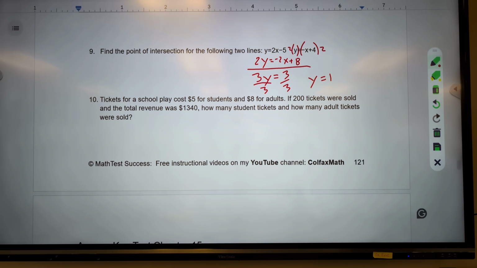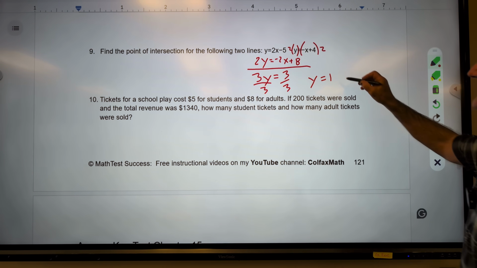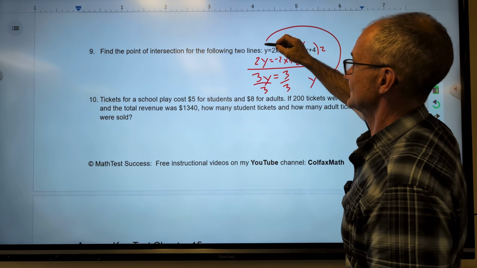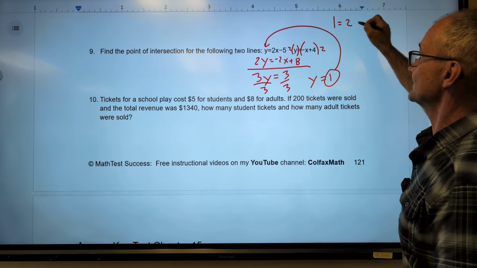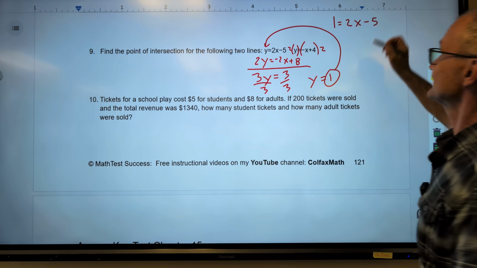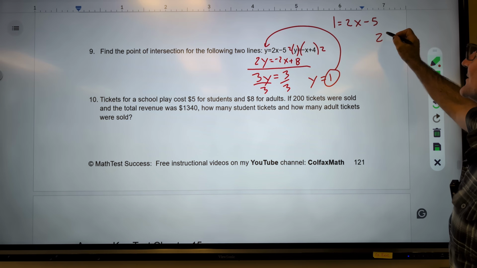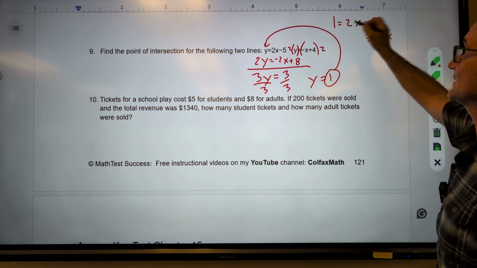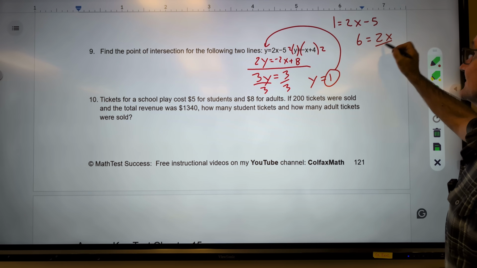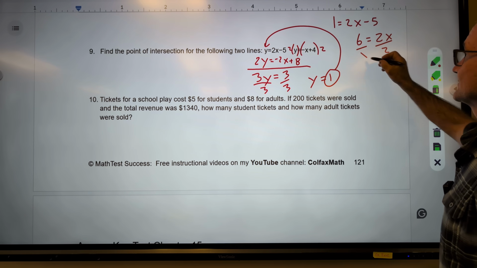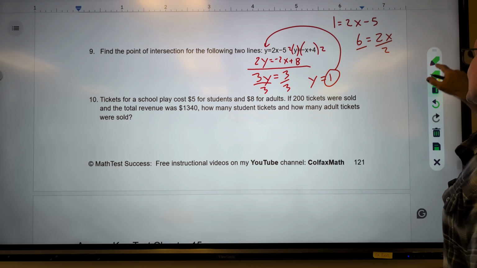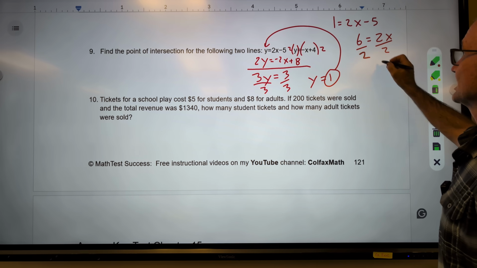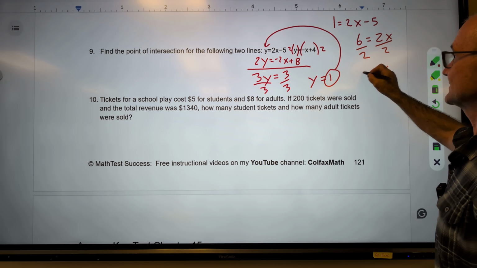Again, that's not my answer. That's half my answer. Now that I have that value of 1, I take it and plug it in here, and I get 1 = 2x - 5. I add 5 to both sides to get 2x = 1 + 5. Divide both sides by 2. Whoops, going too fast. Divide both sides by 2, and x is equal to 3.